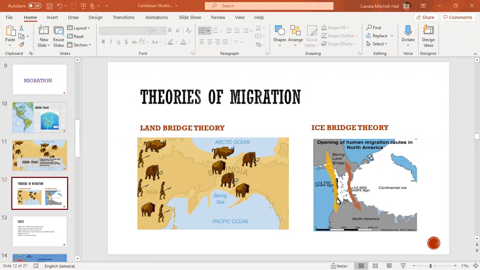I've always been told about the ice bridge theory, so I guess that would be my view. I've heard about the land bridge theory before, but like Serene said, I don't know where the land went, and why hasn't it been found, or any evidence of land underneath that area, that sea there? So I guess I'd say the ice bridge theory as well.